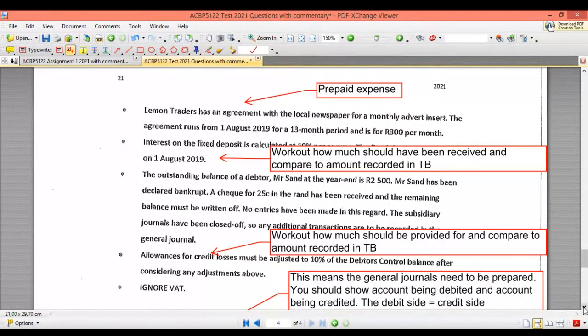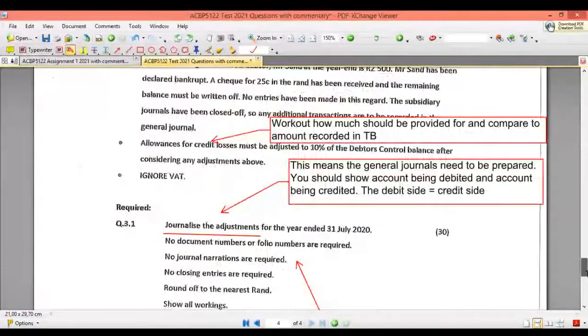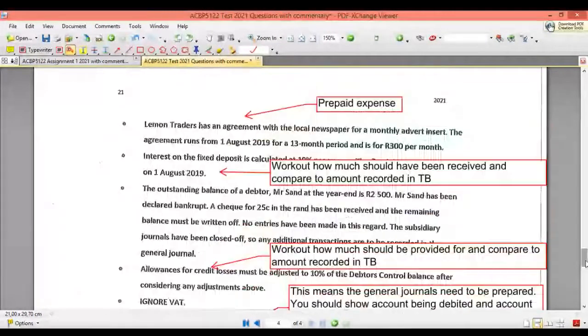Then Lemon Traders has an agreement with a local newspaper for a monthly advert insert. The agreement runs from 1 August for a 13-month period. So they tell you this agreement is for a 13-month period. So we've actually paid 1 month more than we should have. Let's quickly see our year end is 31st of July. So 1 August would have been the beginning of the year. So we've only paid 1 month to match, so that is a prepaid expense.